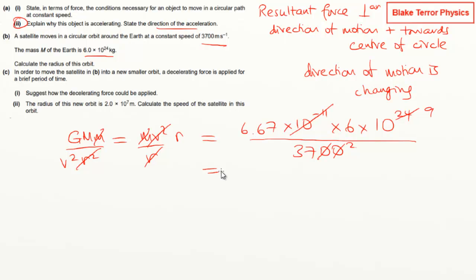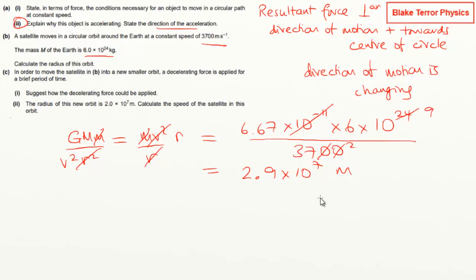But anyway, I put it into the calculator anyway. 6 times 6.7 divided by 37 squared is that, and that's times 10 to the 9, and we've lost 2 here, so we've got 2.9 times 10 to the 7 meters.